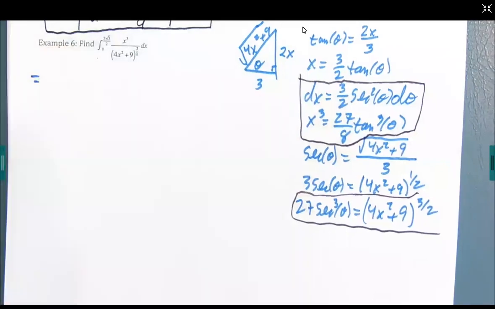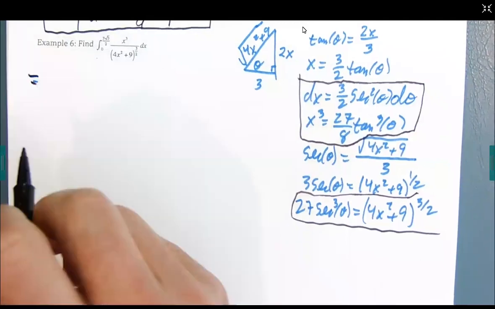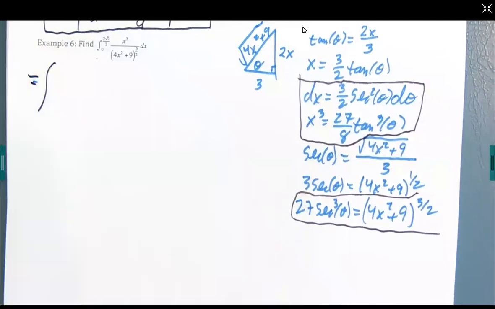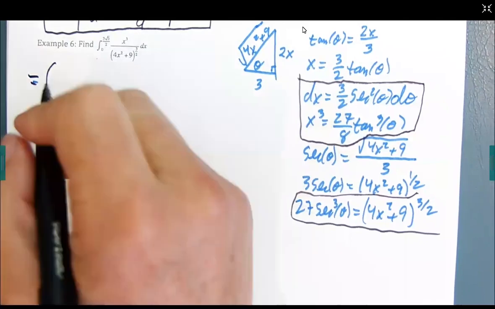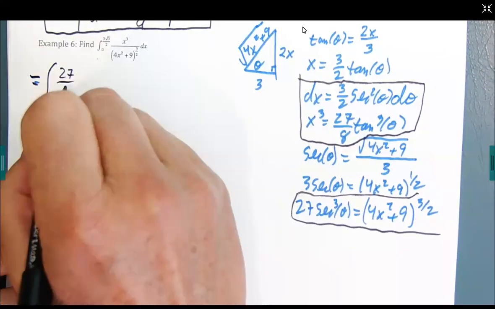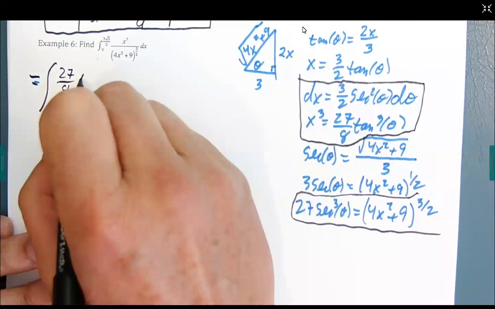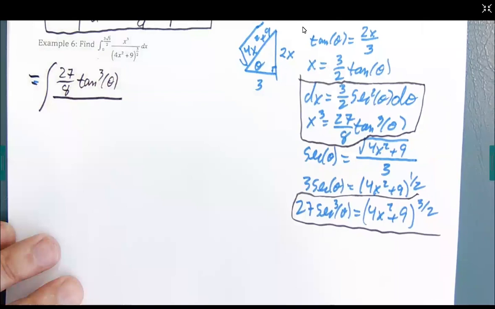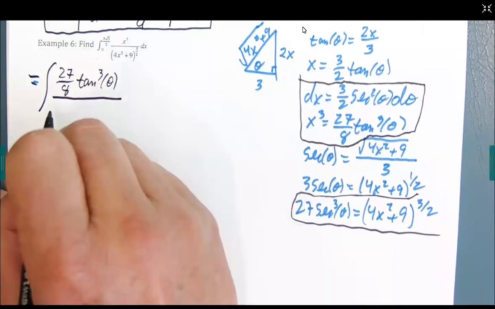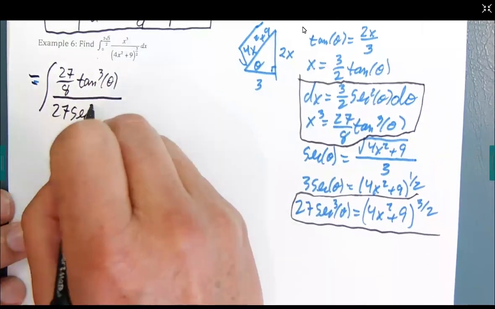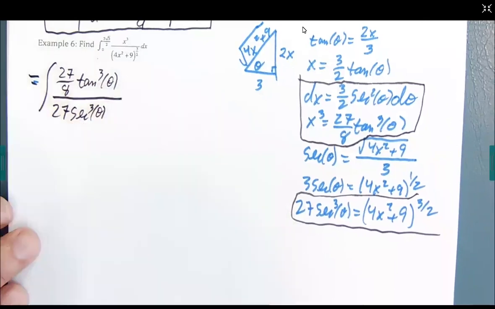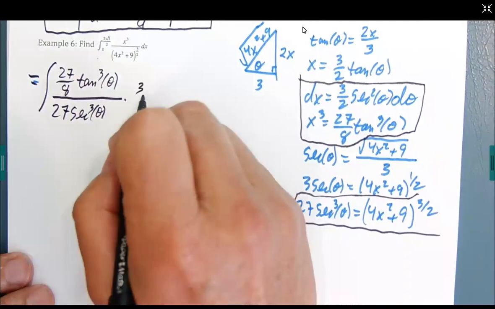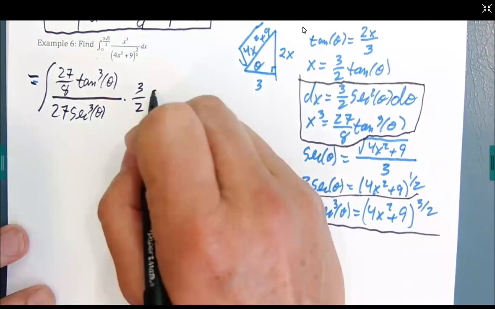Oops. Switch off the black here. So now I have the integral. I'll deal with the boundaries in a moment. X cubed, just 27 over 8, tangent cubed theta, over 27 secant cubed theta, times my d theta, which is 3/2 secant squared.